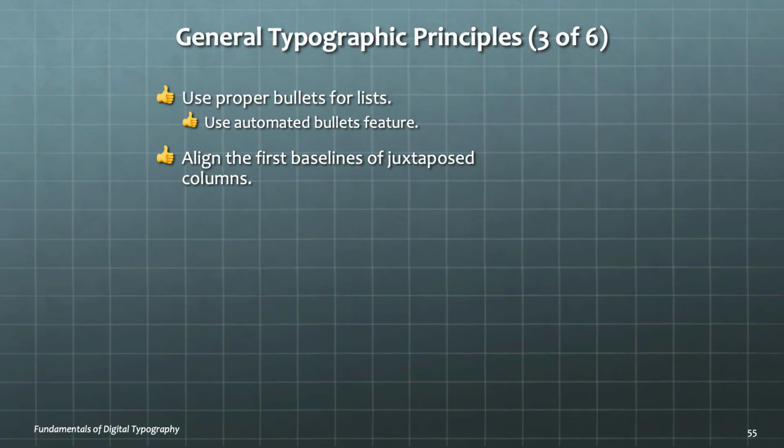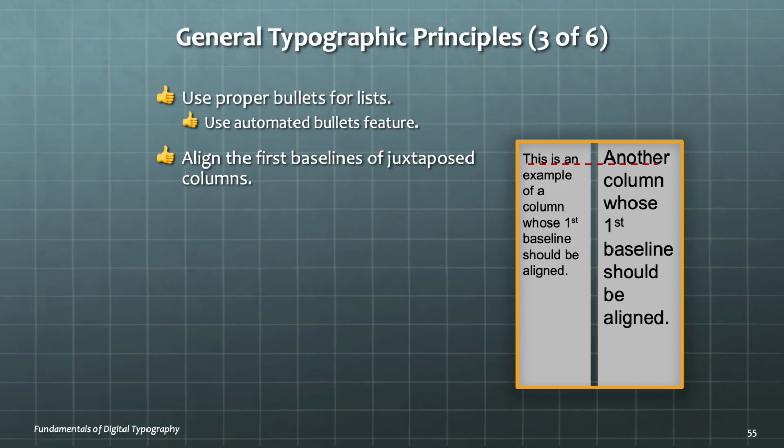Align the first baselines of juxtaposed columns, even if the font sizes are different, as in this case. As you can see in the left column, the space between the top edge of the column and the text had to be decreased in the second column in order to align the baselines.